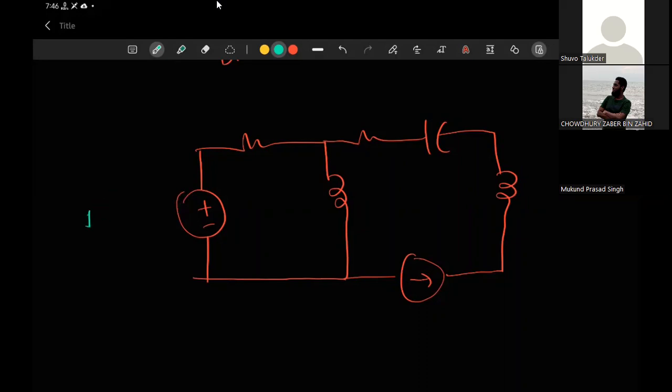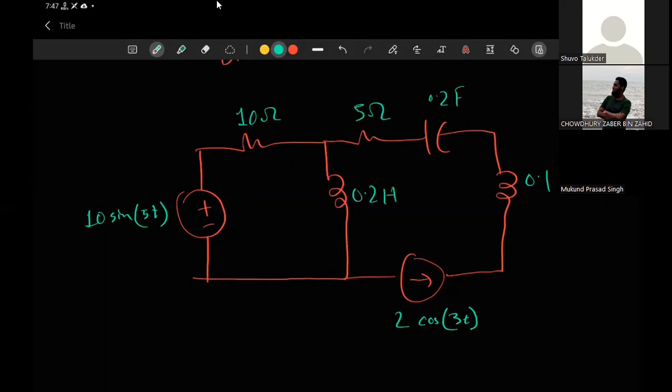So maybe I write that the voltage here is 10 sine 5t, and the current here is 2 sine, or it may also be given in cos, 3t, something like that. So the voltages and currents on your circuit, and every resistor may have some value. For example, this is 10 ohms, this is 5 ohms, this is 0.2 farads, this is 0.1 Henry, this may be 0.2 Henry, etc. So we will be given a circuit. Since you have sinusoidal voltages, the whole circuit will be operating in AC mode. This is an AC circuit.